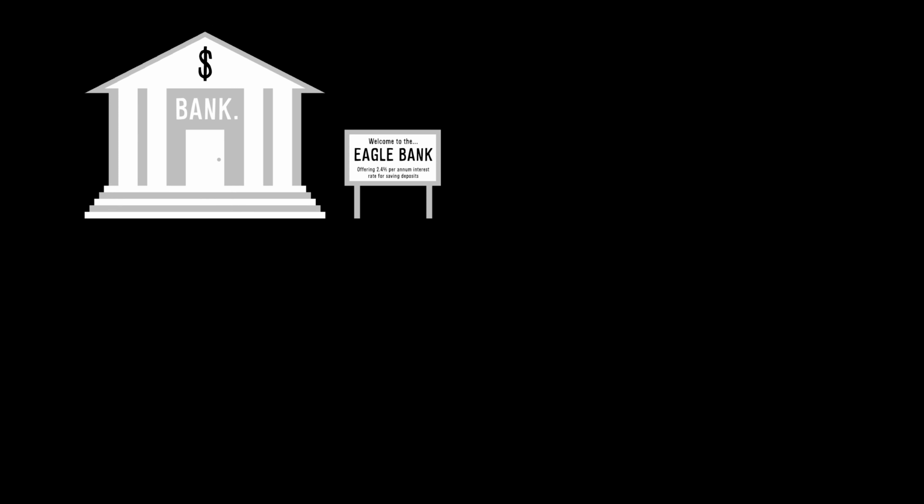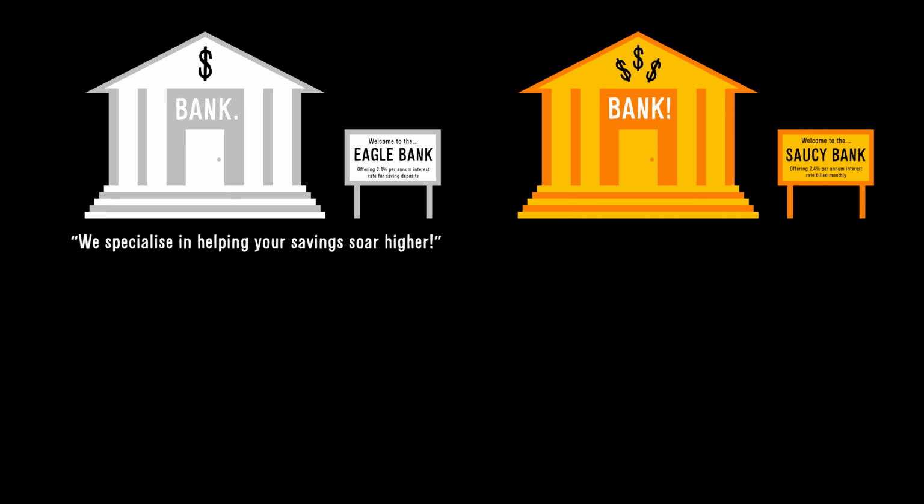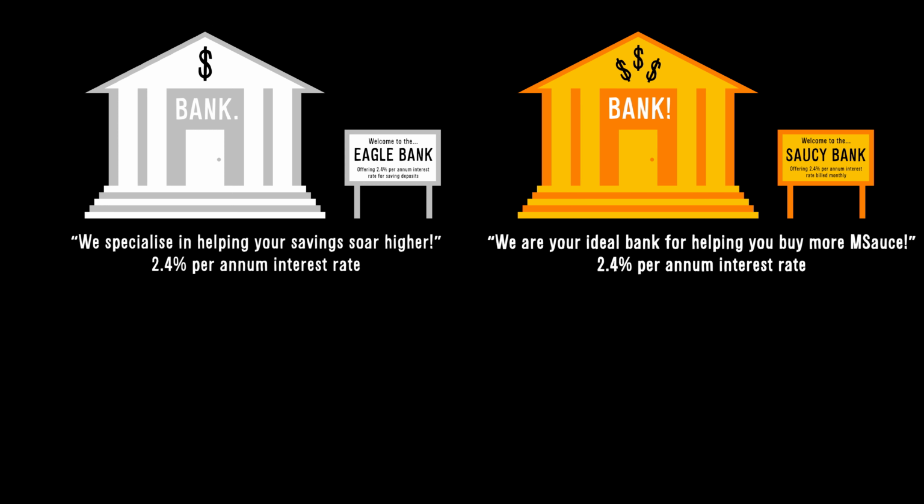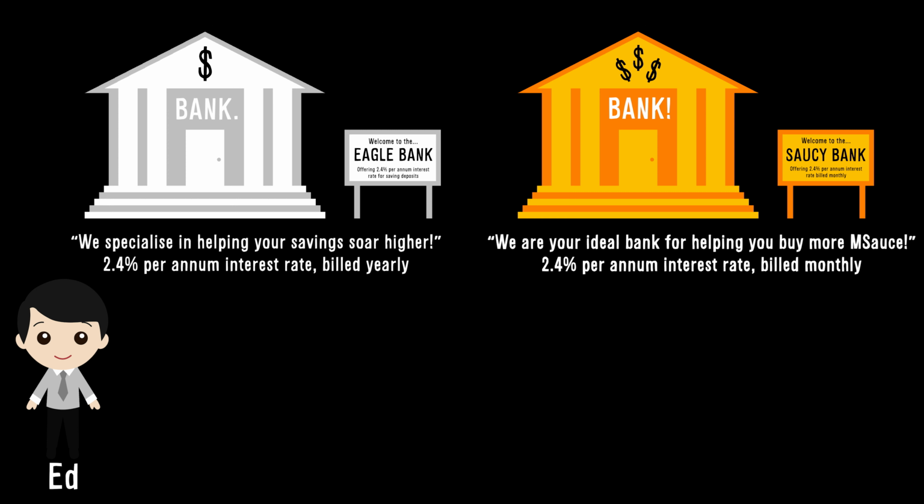Or does it? Say I have two banks. The Eagle Bank, specialized in helping your savings soar higher, and the Saucy Bank, your number one ideal bank for helping you buy more MSauce. Now, both banks have a per annum rate of 2.4%, but the Saucy Bank, like most other banks, pay you every month, while the Eagle Bank is one of the few banks that sticks to its label and pay you money every year.